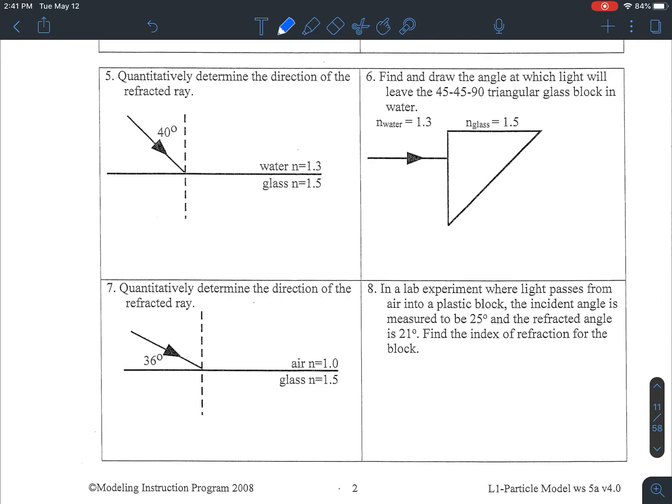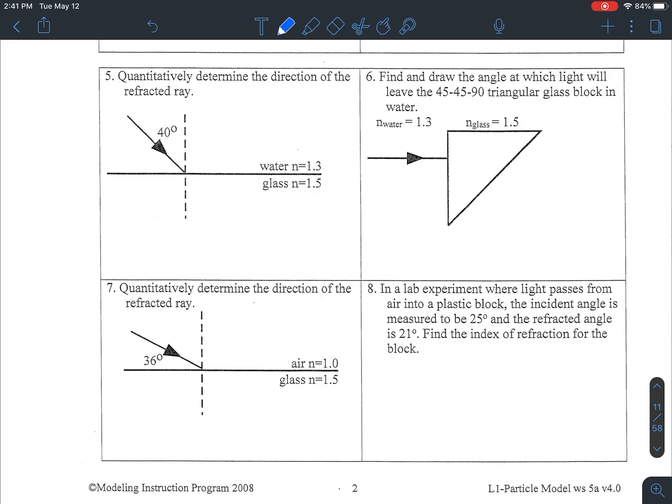We're going to finish worksheet 5A that we didn't get to last time. We're going to finalize some things with refraction, which was the bending of light as it goes from one medium to another, and it bends because the wave, or the speed of that wave, will slow down or speed up.